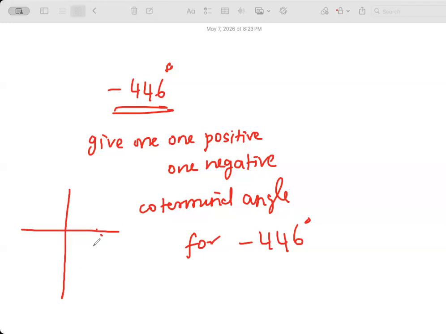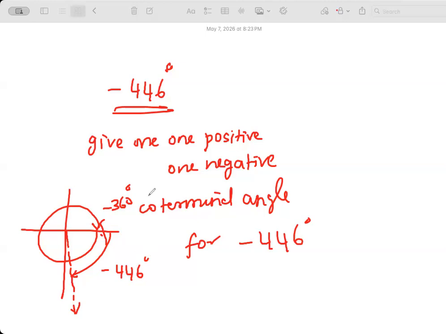Okay, so for the quadrants, this is minus 360 degrees, right? So to achieve 446, it's 360 plus what? It's just 86 more, right? So the terminal angle is here. This is actually minus 446. How? Minus 360 and another 86 adds on. So this is minus 446 if you come around like this.